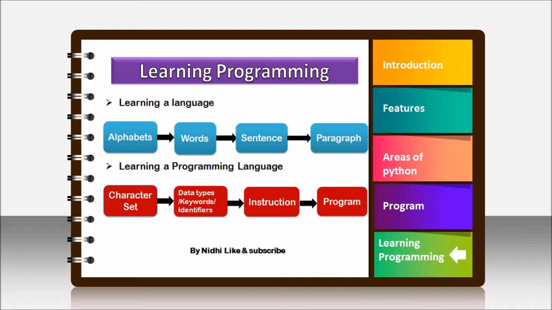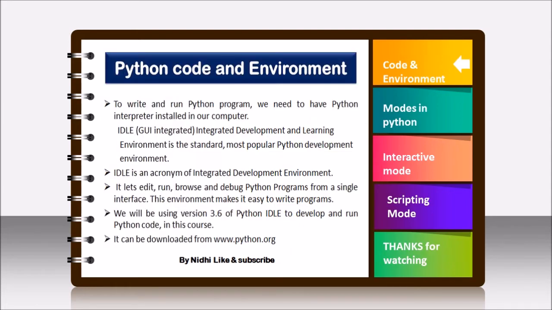So we will develop a program with these steps. For learning a programming language you should know these basic things in programming. This is the generalized way of learning any language, programming language or general purpose language. Okay, so let's talk about Python code and environment.